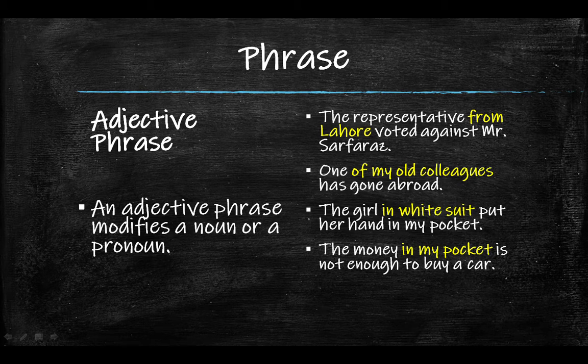In sentence number 3, the girl in white suit put her hand in my pocket. In my pocket is doing the work of an adverb of place by indicating the place of the action. In sentence number 4, the money in my pocket is not enough to buy a car. In my pocket is telling us which money. So money is a noun and it's a noun modifier over here.